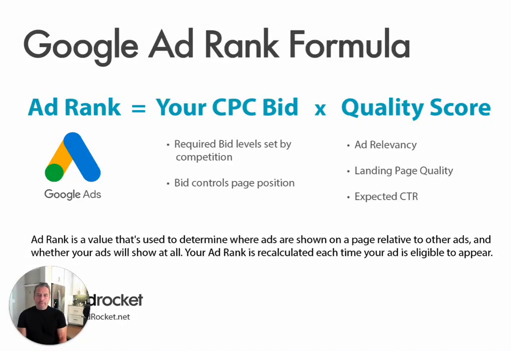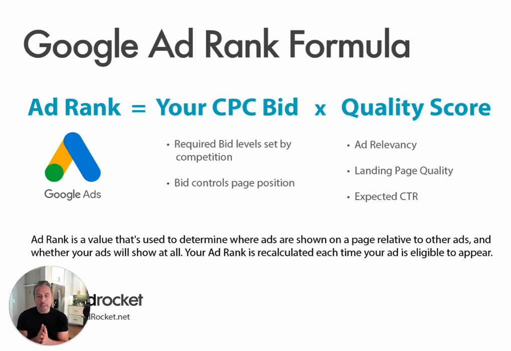Okay, so before we actually get into the keyword development portion, I do want to take a brief moment and talk about a couple of different formulas that are very important to Google Ads. One is the ad rank formula. Ad rank is the value that is used to determine where ads are shown on a page relative to other ads and whether your ads will show at all. Okay, very important. Your ad rank is recalculated each time your ad is eligible to appear.